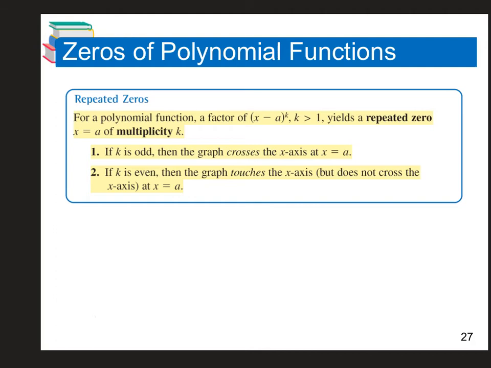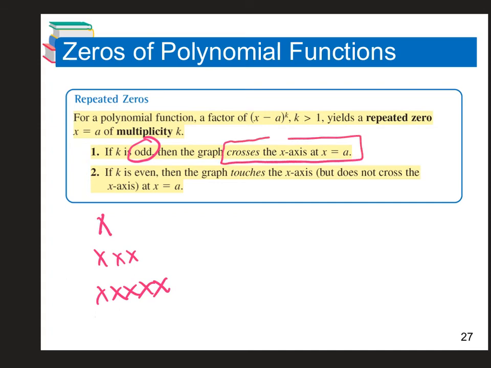When we talk about multiplicity, there's two different things you're going to see. If you have a repeated 0 an odd amount of times, meaning if you have the same answer for x once, or 3 times, or 5 times, it says something about the graph. If you have the same answer a repeated number of times and it's an odd number of repetitions, then your graph is going to cross through the x-axis at that point.